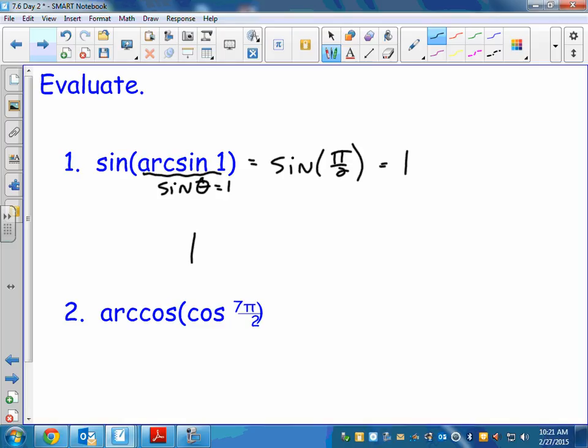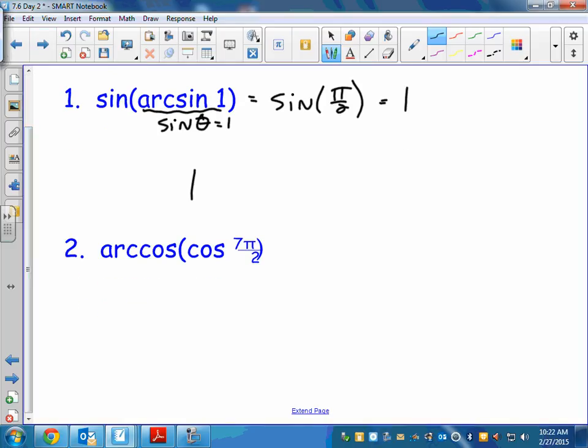What about something like this? 7 pi/2. Is 7 pi/2 in our restricted range for sine, or our cosine? No, so you have two options, okay? One option is we could just work this out. So let's do it like we did up here. Leave the outside one alone. What is the cosine of 7 pi/2? Where is 7 pi/2?